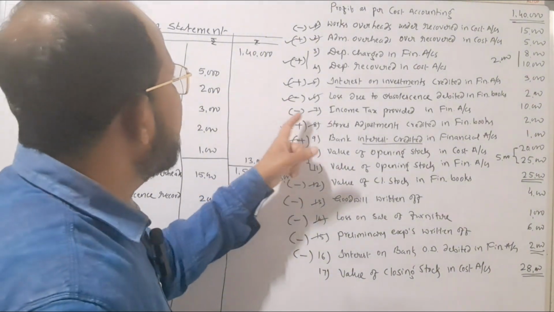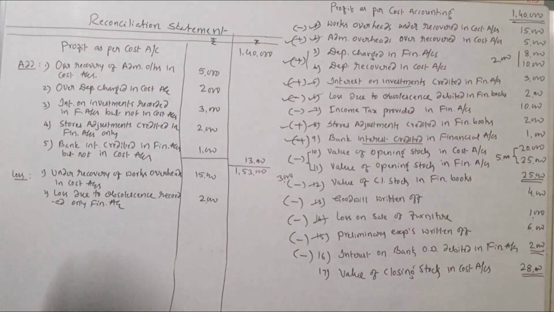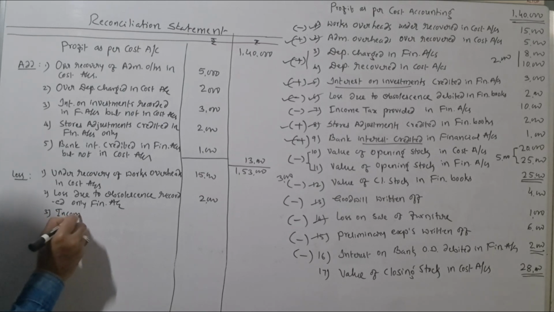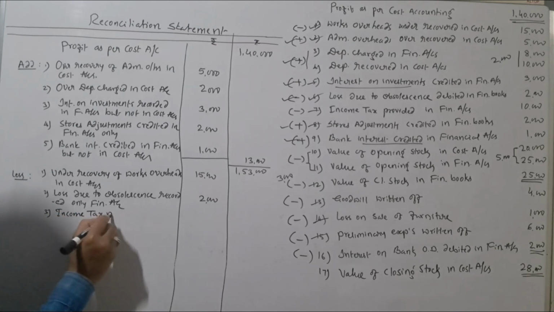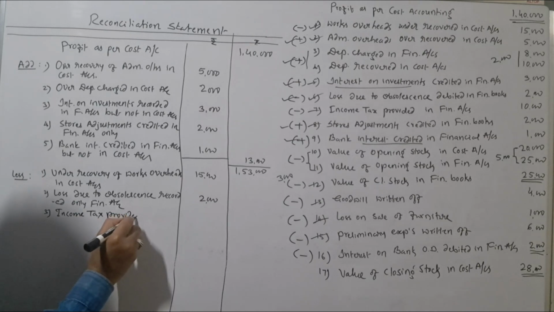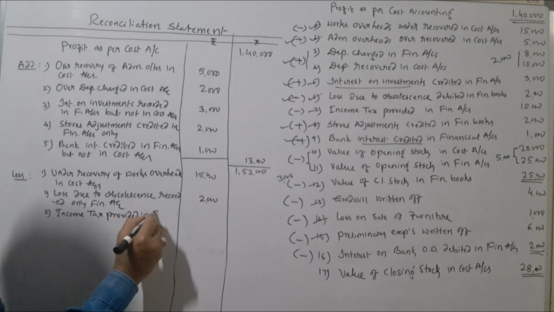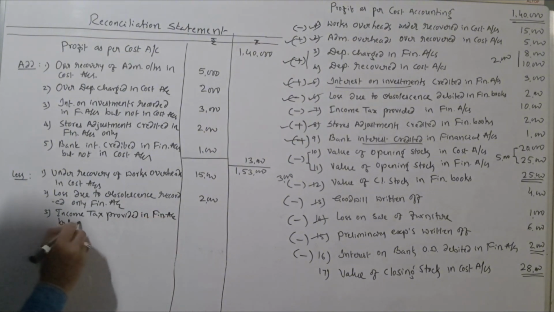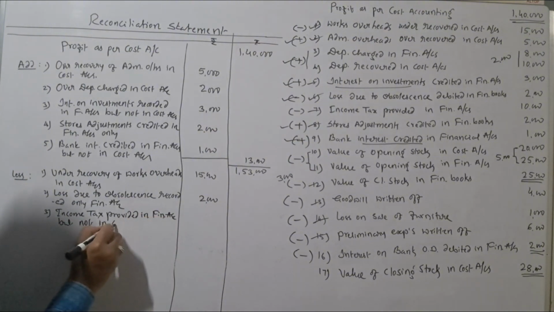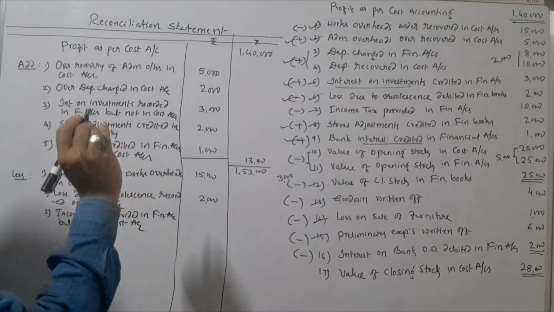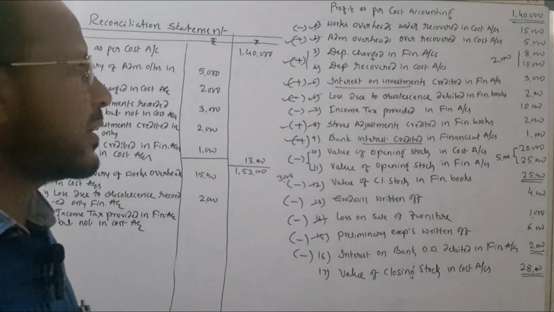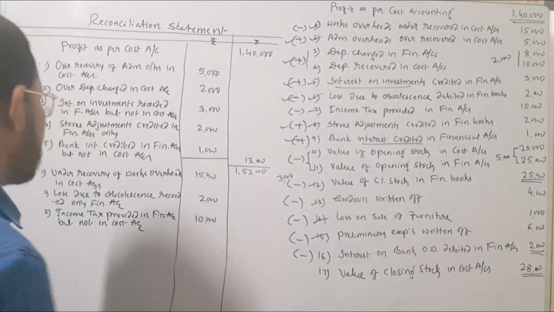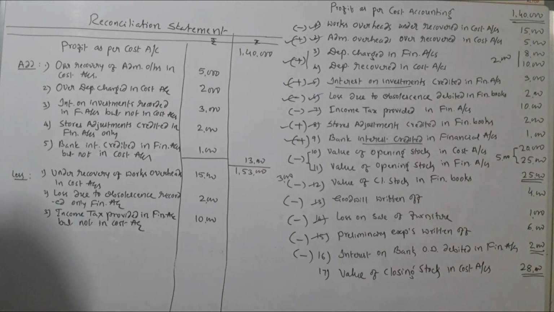Next one is income tax provided in financial accounts. Income tax provided in financial accounts but not in cost accounts. Question of showing income tax in cost accounts doesn't arise. That is why here rupees 10,000 provided in financial accounts is more than enough.